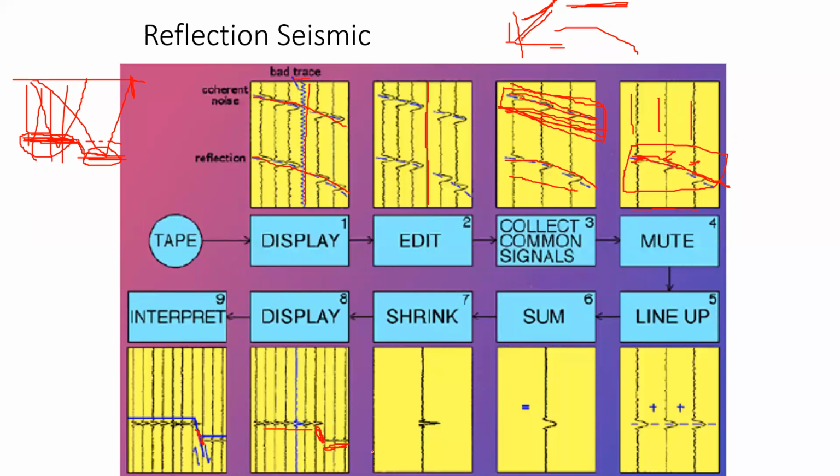Now, once we have applied NMO correction to the data and brought all the amplitudes to the same place, after that we combine all the traces, meaning we add all the traces to get a stack section.